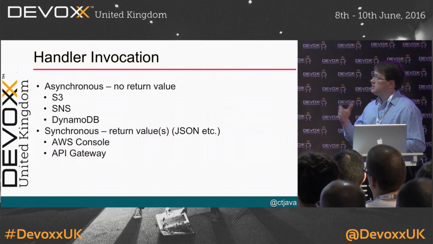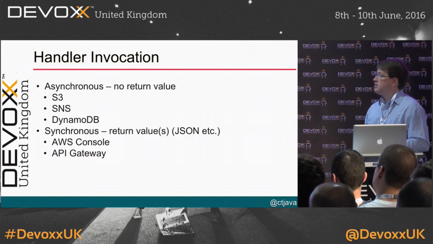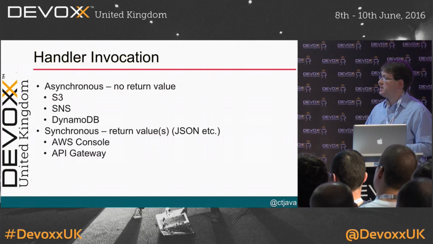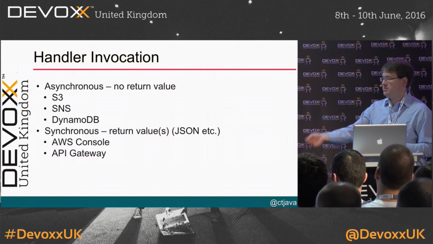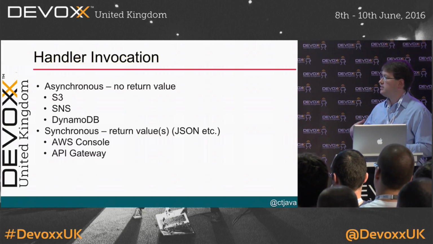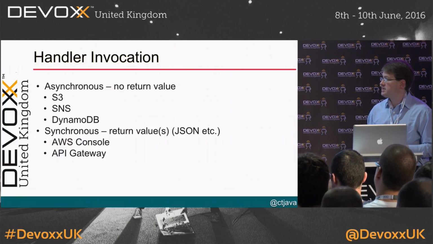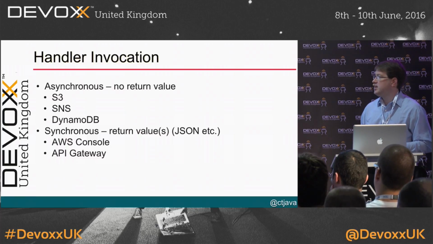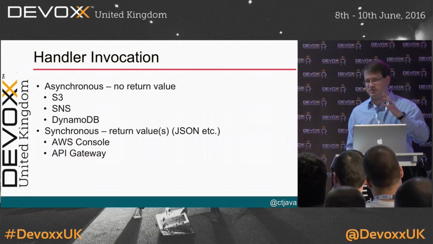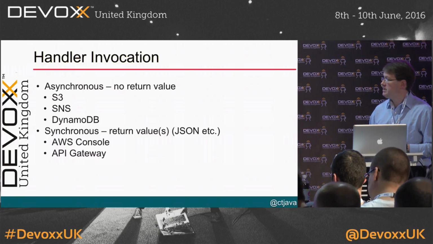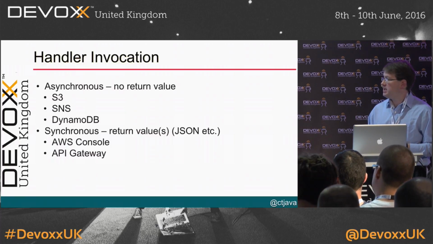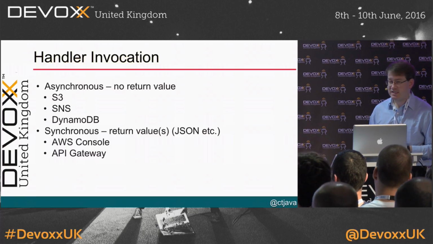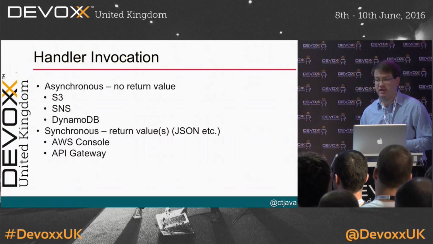Now, there's several different models with invocation. So there's asynchronous, where no return value is sent back to the caller. For instance, in S3, if you put an object into S3, it's an asynchronous call. You don't return anything. Same thing with SNS and DynamoDB. For synchronous calls, you can return a value. For instance, you can return basically a JSON structure back to the caller. In this case, that would be like API Gateway, which I'll get into, and also the AWS console, if you're testing it, or accessing or invoking your Lambda function from the command line.